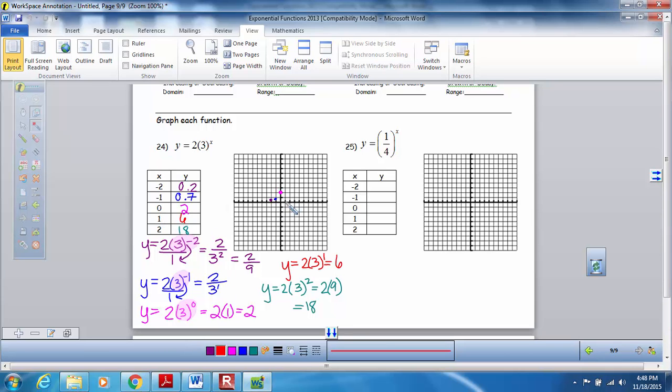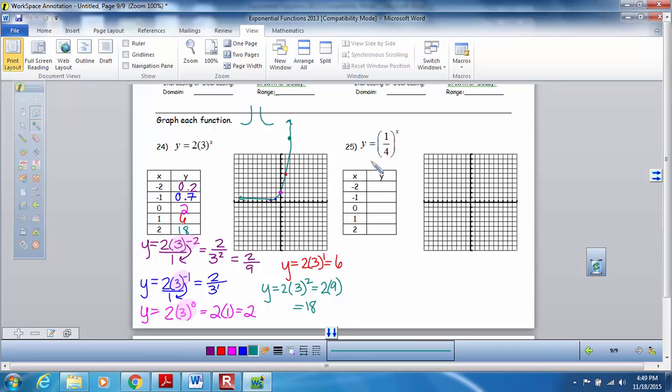Then we plot 1, 6, so we go to the right one, up 1, 2, 3, 4, 5, 6. And then lastly, we would plot 2, 18. And I don't actually have an 18, so I'm going to put it about right here. And so when I plot this, I just want to connect all my dots. And you can even continue this out if you want. And up. Okay? So it kind of makes that hook shape. All of your exponential graphs should make the hook shape, either this way. Sometimes, as we saw yesterday, it can go down.